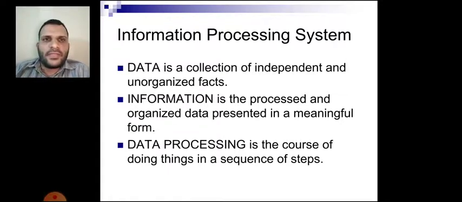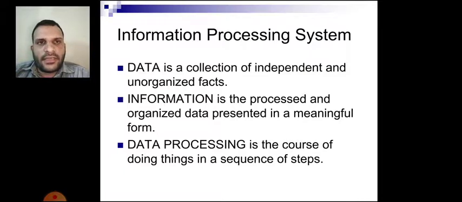Then how is the data converted into information? Therefore, what is the definition of information? Information is the processed and organized data presented in a meaningful form. Therefore, we can organize the data in a meaningful fashion, and so it becomes information.